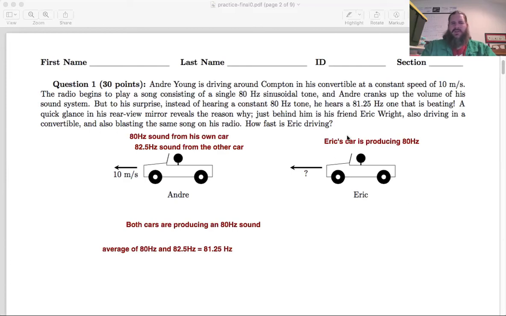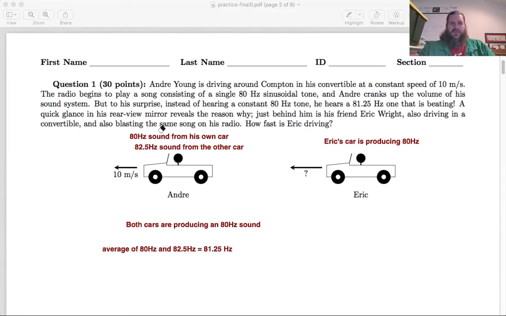But now that we know the sound that Eric's car is producing and the sound that Andre hears, 82.5 hertz, we can really ignore the sound that Andre's car is producing completely from now on. We can just look at the sound that Eric's car is producing versus the sound that Andre hears from it. This is ultimately a Doppler effect thing. Eric's car, which is producing the sound, is moving, and Andre, who is listening to the sound, is also moving. So he's hearing a different sound from what's being produced because of the Doppler effect.